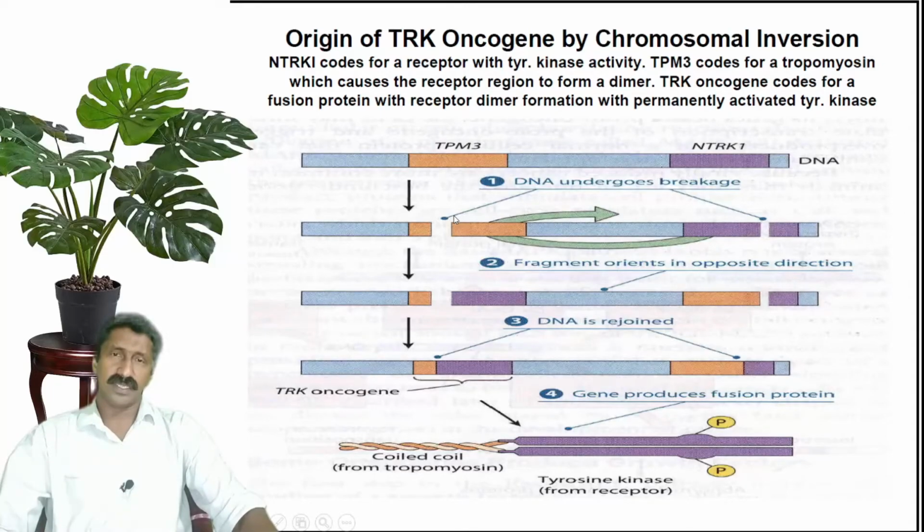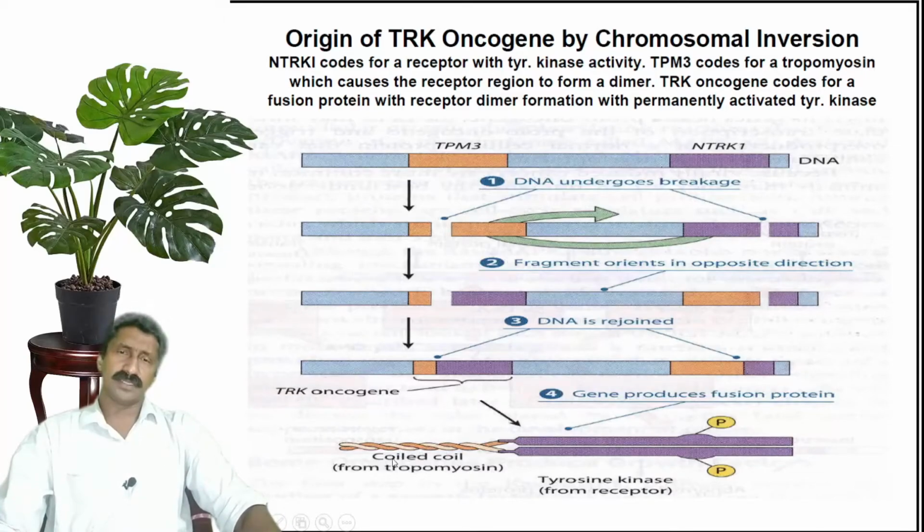When the DNA breaks here and that sequence undergoes inversion, the entire region is inverted, resulting in the joining of these two segments. So now we have a TRK oncogene. The TRK oncogene is actually a portion of tropomyosin and another portion of a tyrosine kinase. A fusion protein of tropomyosin and tyrosine kinase will be produced from these segments. That is represented here.